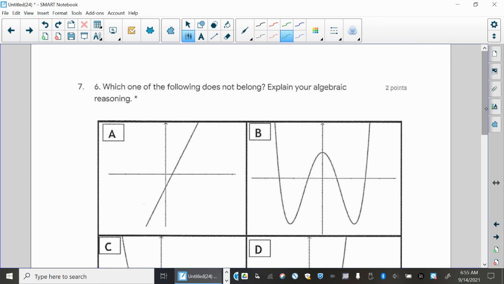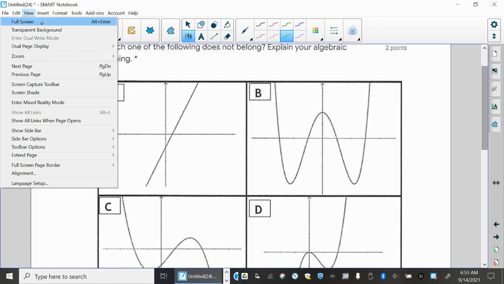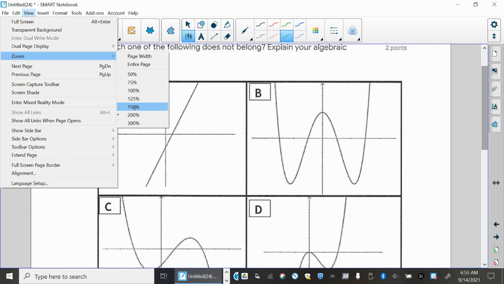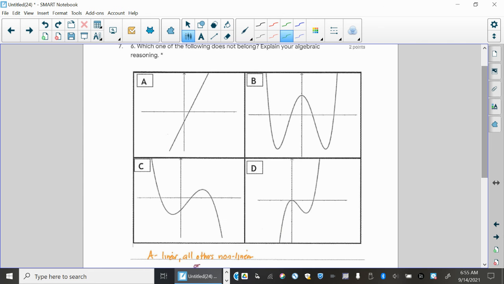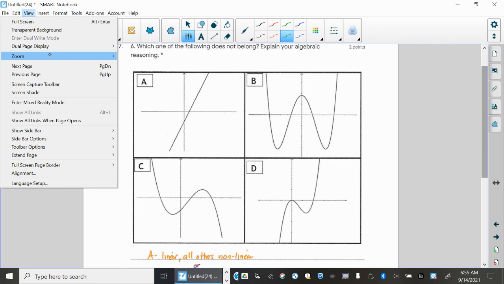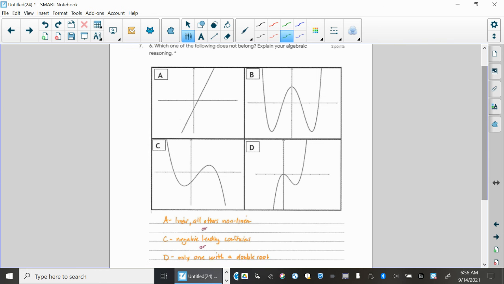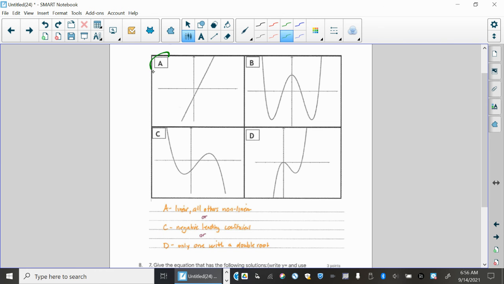All right. Which one doesn't belong? Let me zoom out here. I came up with 3. Let me zoom out a little bit more. Your eyes are better than mine. You'll be able to see the tiny stuff there. So if you said A doesn't belong, I put that A is linear, everything else is non-linear. That's perfectly fine. By the way, again, assume that there are arrows at the end of all these.